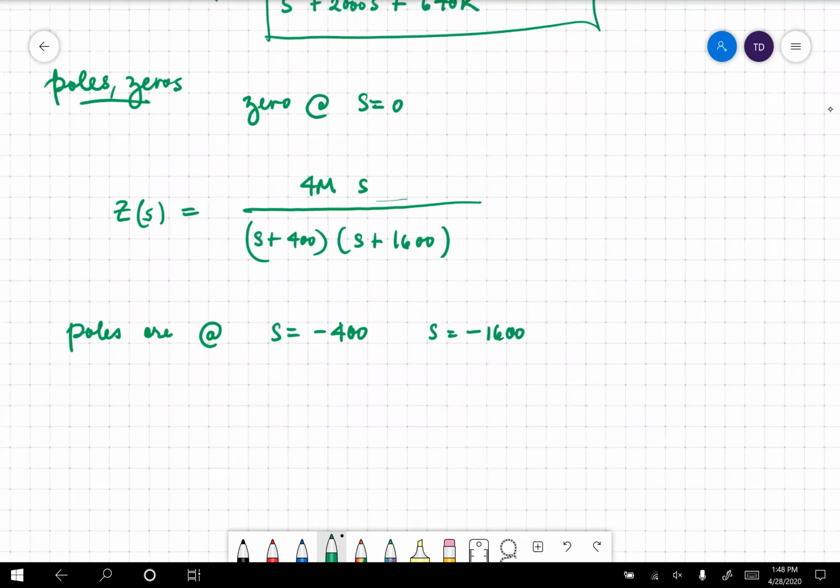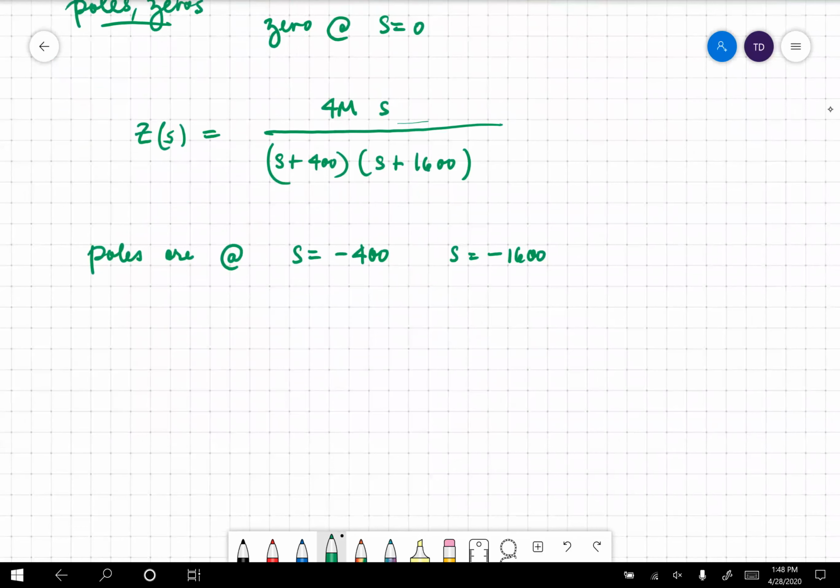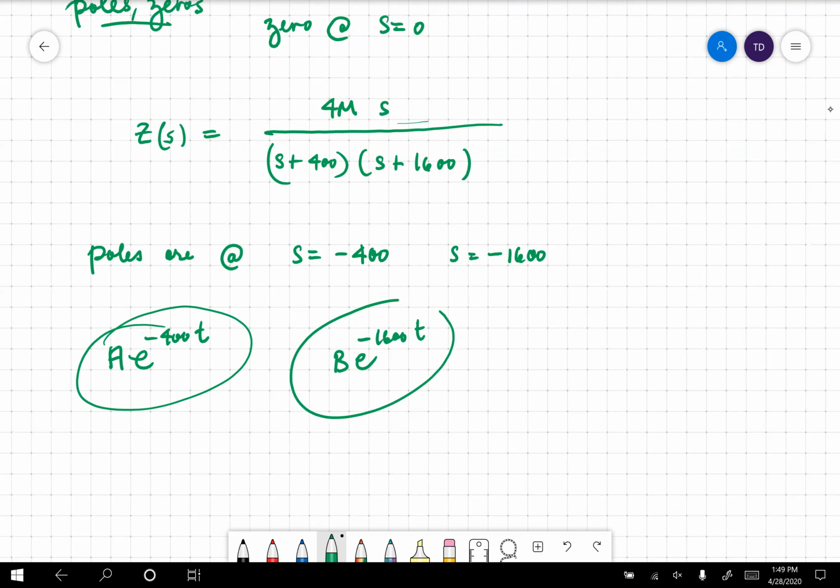If anybody wants to know what that means with regard to the poles, if you put in the following input, any constant A, e to the minus 400t, some interesting stuff will happen. If you put in any constant B, e to the minus 1600t, you're exciting that at a natural frequency. That's what's going on. Those are your natural frequencies. They're from a homogeneous response. So those would be the values of the poles and the zeros.